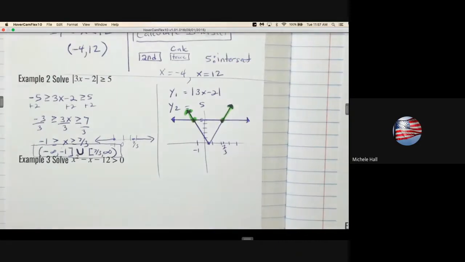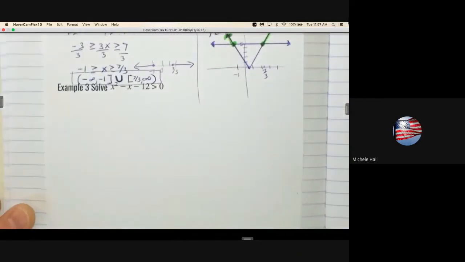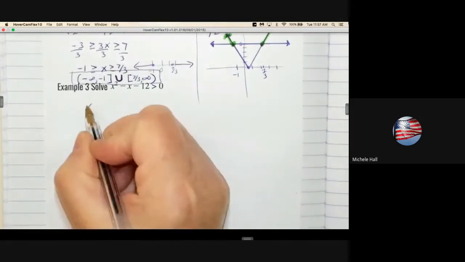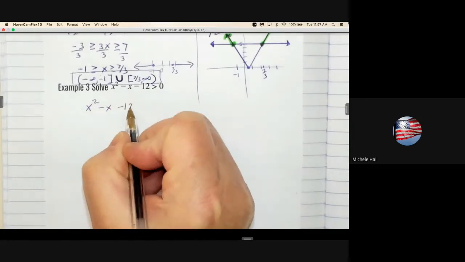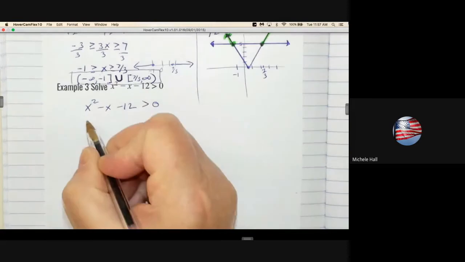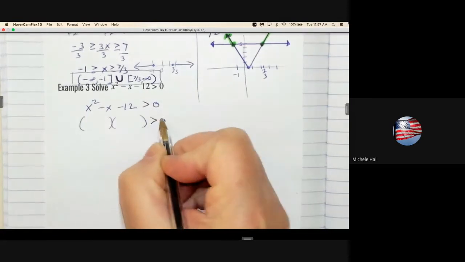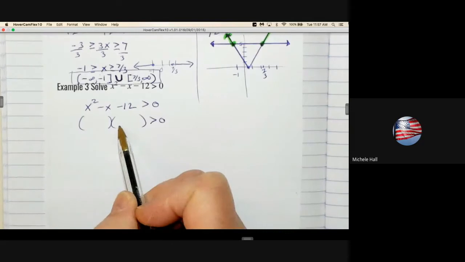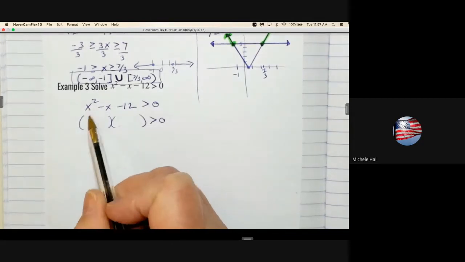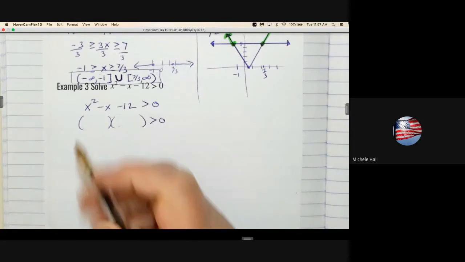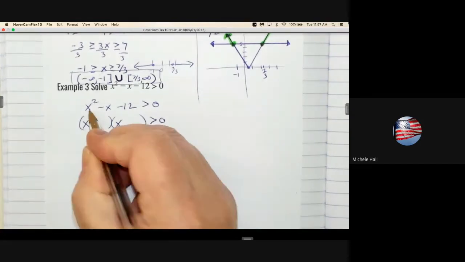All right. Example 3 says to solve. We've been using the quadratic formula, but to move forward in pre-calculus, we need to learn to be really good at factoring. Factoring is a big part of what we do when we do it algebraically. We are looking to factor x squared minus x minus 12. We're going to use 2 sets of parentheses. The first term, something times something equals x squared. What times what equals x squared? X times x equals x squared.